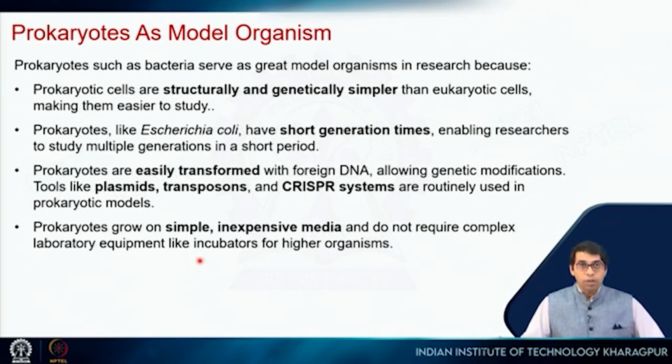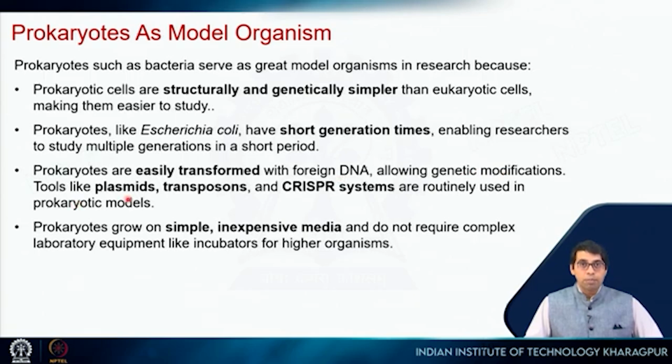Prokaryotes, also there are many studies that we do in prokaryotes, so we also have to have a model system from prokaryotes, right? So prokaryotes such as bacteria, they serve as great model organisms in basic research. So prokaryote cells are structurally and genetically simpler, so it is much easier to do experiments with them. E. coli is a model organism that has been used to study prokaryotes. So they have very short generation time, which means that they can multiply very fast in a very short period of time. They can be easily transformed with foreign DNA, allowing genetic modifications.